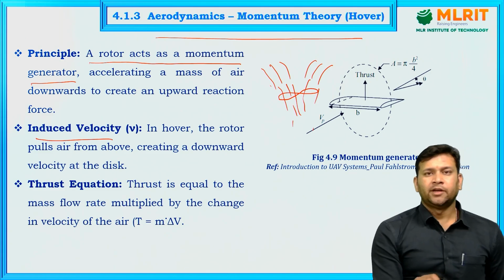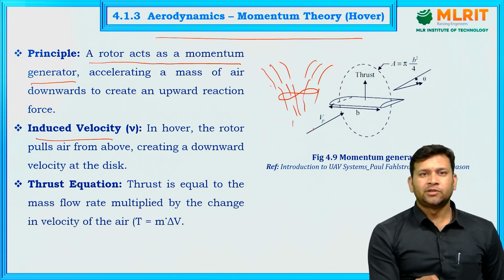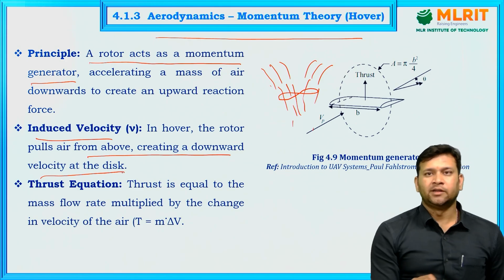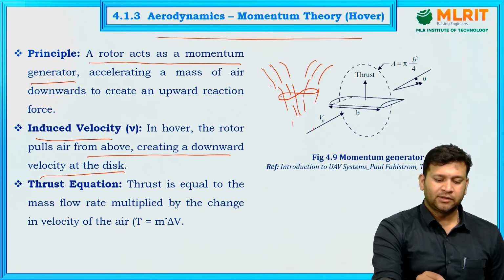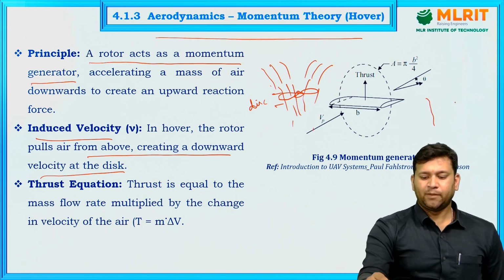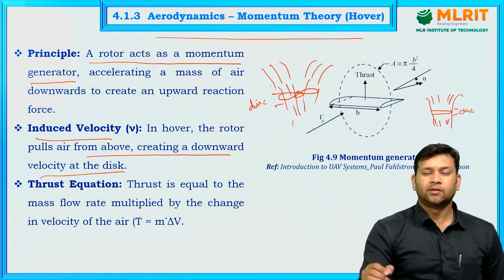Induced velocity. In hover, the rotor pulls air from above, creating a downward velocity at the disc. This is also called the disc, this part. Right. So normally in many references we'll see that this is the disc, which is nothing but the rotor blades, and this is upward air and this is downward air, the downwash.